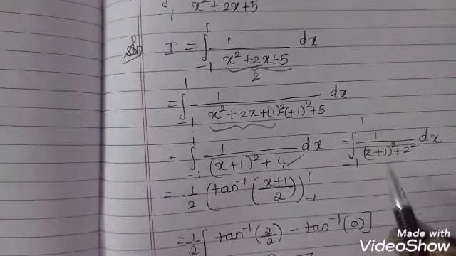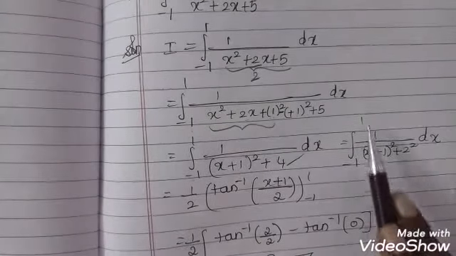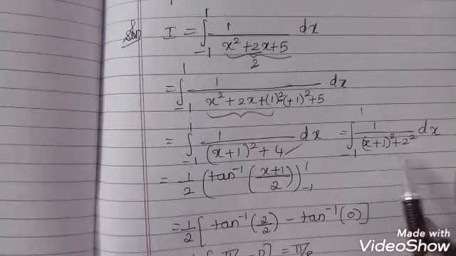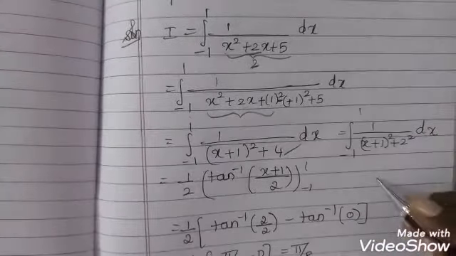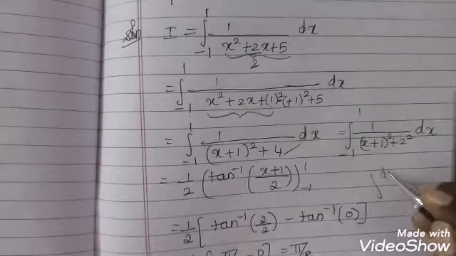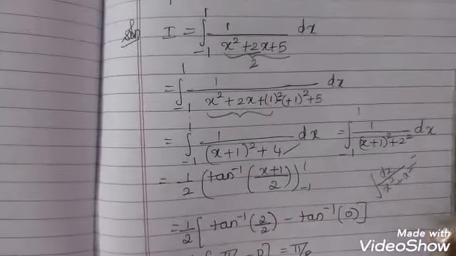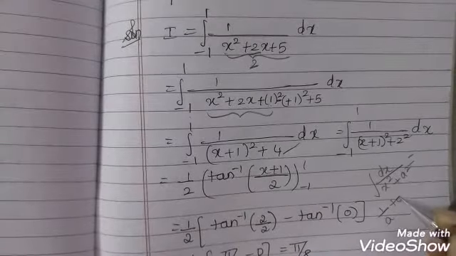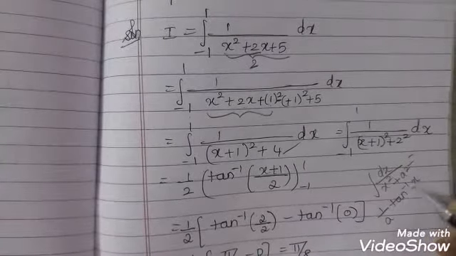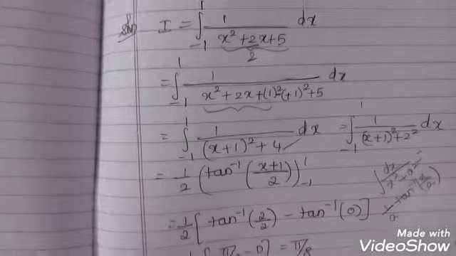It's nothing but 4. So what do you have? The integral from -1 to 1 of dx over (x + 1)² + 2². What's the formula you get here? The integral of dx divided by x² + a² is equal to 1/a times tan⁻¹(x/a). This is the formula you have here.